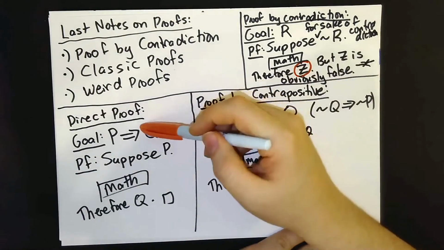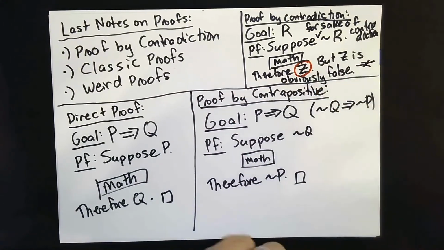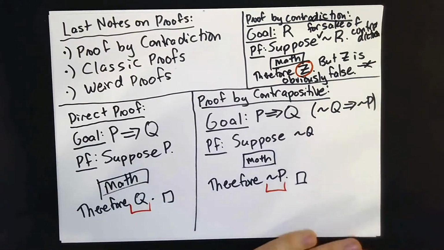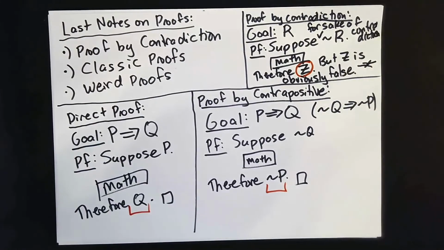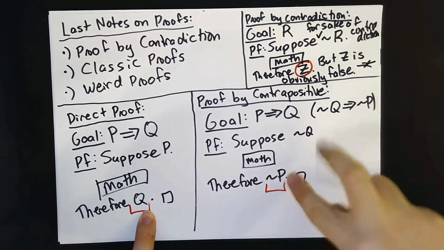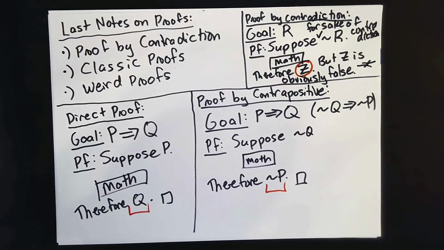In direct proof and proof by contrapositive, you have a goal that's given to you in the problem. It's either Q or not P. And since those are given to you, you know where you're starting and you know where you're going, and then you just have to fill in the path in the middle. That's not to say that direct proof or proof by contrapositive are easy. They're certainly not. But at least knowing where you're going is a helpful clue to start.